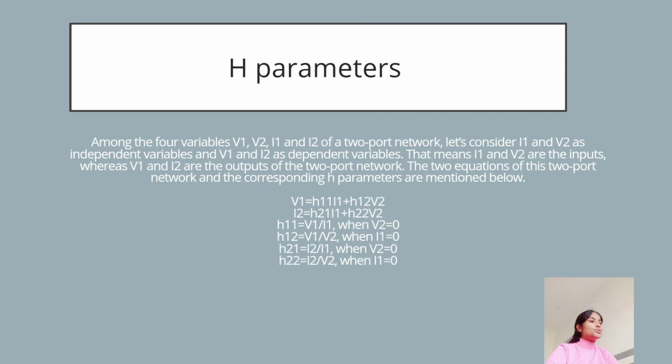V1 is equal to H11 I1 plus H12 V2. I2 is equal to H21 I1 plus H22 V2. H11 is equal to V1 by I1 when V2 is equal to 0. H12 is equal to V1 by V2 when I1 is equal to 0. H21 is equal to I2 by I1 when V2 is equal to 0. H22 is equal to I2 by V2 when I1 is equal to 0.